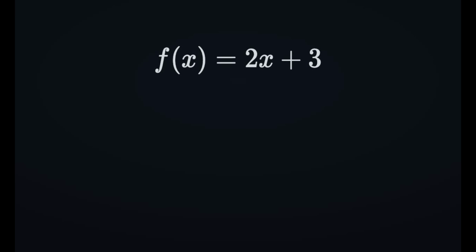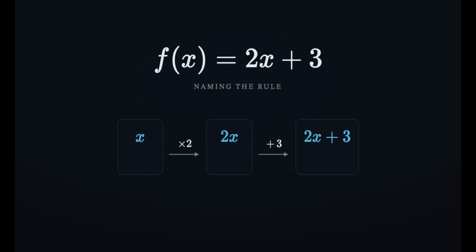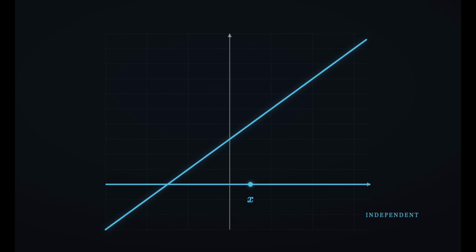When we write f(x) = 2x + 3, we are naming the rule. It means put in x, double it, add 3. For instance, f(3) = 2 × 3 + 3, which is equal to 9. x is the independent variable. f(x), or y, is the dependent variable.